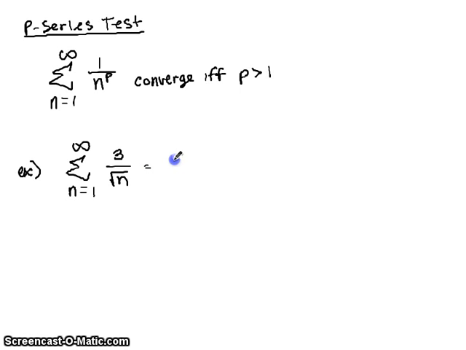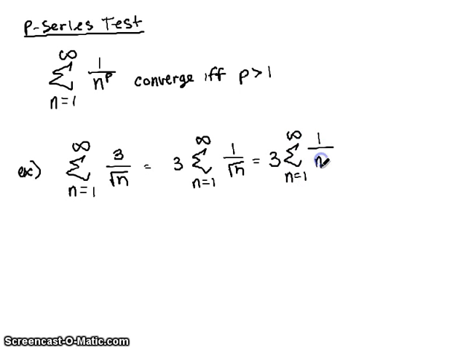So we can take that 3 up top and pull that out front and say the sum from n equals 1 to infinity of 1 over the square root of n. But just like we know from taking integrals and derivatives, we can rewrite the square root of n as n to the 1/2 power. And since 1/2 is less than 1, we are going to be divergent. So this is a divergent p-series because p is less than 1.